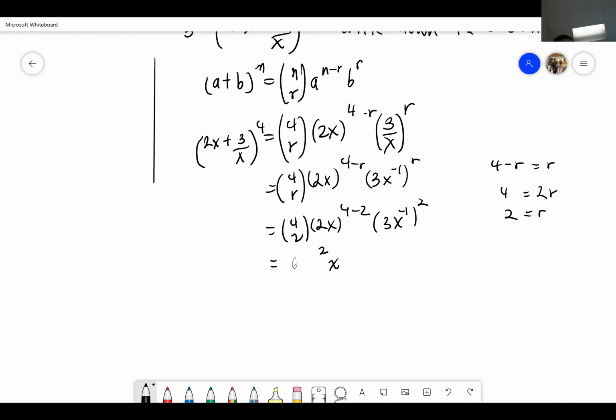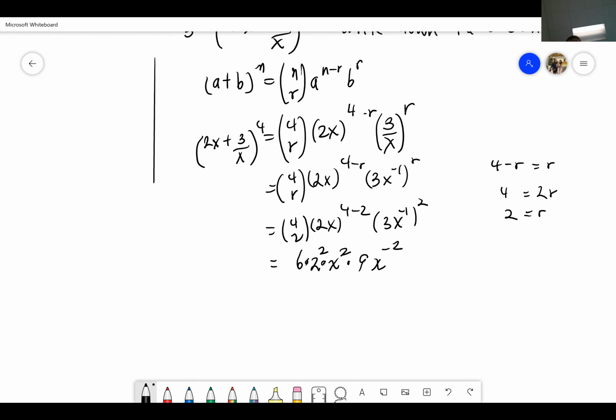Okay, so we have 6, 2 to the second, x to the second, 3 to the second is 9, but x to the negative 1 to the second is x to the negative 2. So we have this situation. You see that?